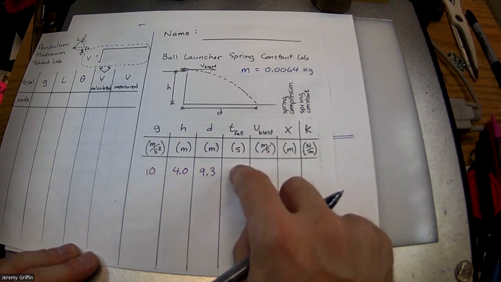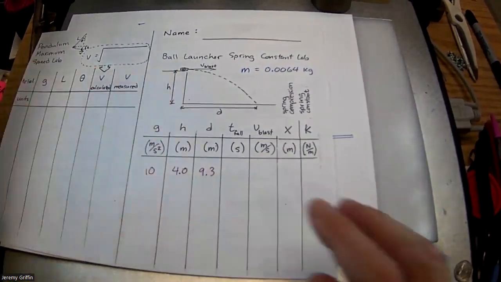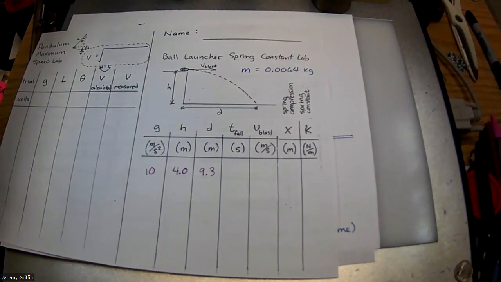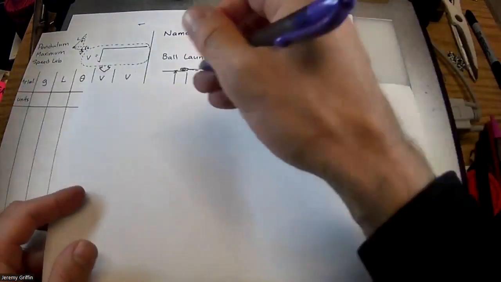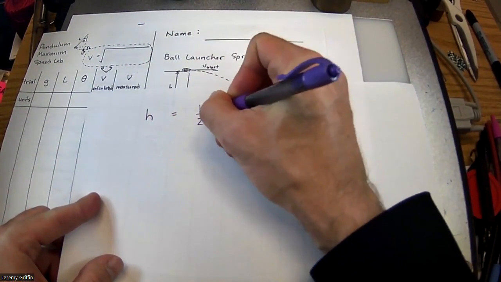Now the time of fall. The time of fall has something to do with this 4 meter height drop. So here's where we need to do calculations. Calculation time. Isn't the height of fall equal to 1/2 g t squared?